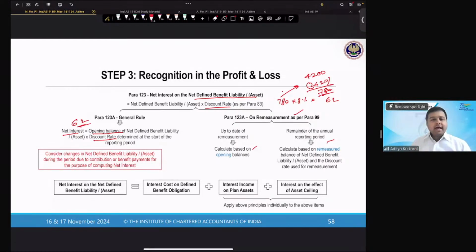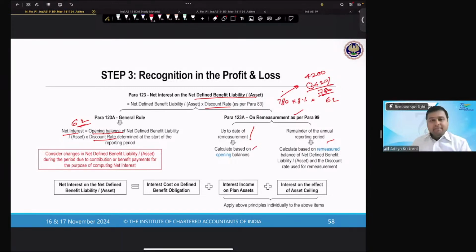On remeasurement, as per para 99, if remeasurement happens during the period, then up to the date of remeasurement... Now, this is not really accounting, this is normal logic, okay? If remeasurement happened in the middle of the year, then up to the date of measurement, calculate on the opening balance, and for the balance period after remeasurement, you take it on the remeasured balances. Yes or no? In our question, the remeasurement impact came towards the end of the period, so its remeasurement interest will happen in the next year. Did you follow? Yes, sir.